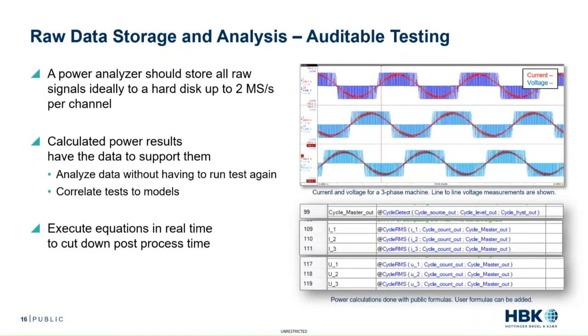So having the recorded signals gives transparency to your measurements. You don't just get a power value, you actually get the raw data that went with it. So in fact, storing raw data is going to save you time and money, since it allows you to easily and quickly audit your measurements. You can go back and recalculate, you can validate your power results, and even do a deep dive into your control algorithms and correlate tests to models at any time without having to run the entire test again, which can take up costly lab time and resources.